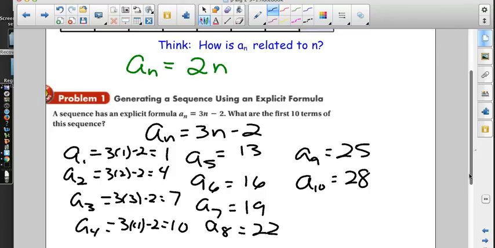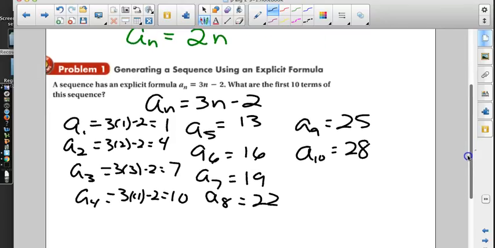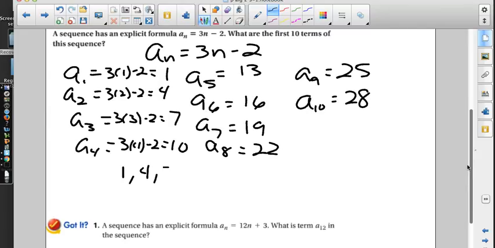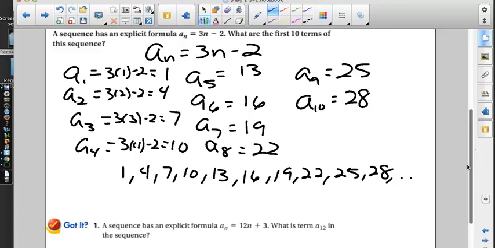When they give us this pattern in the book and they ask us to write the formula, it won't look like this. It'll look like this instead. And so it becomes a little bit harder because you have to think, okay, how do I take that and make it 3n minus 2?